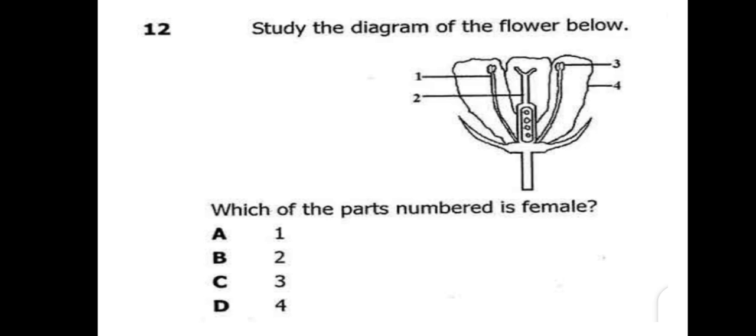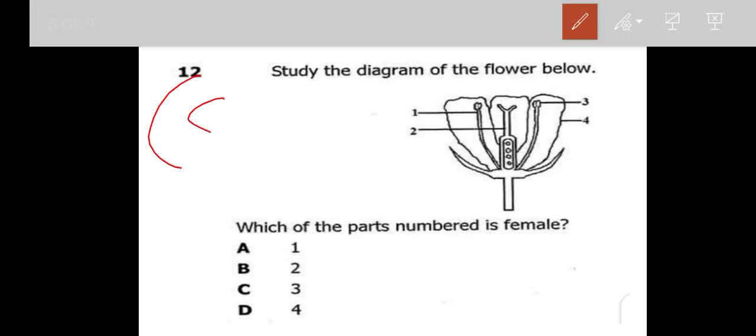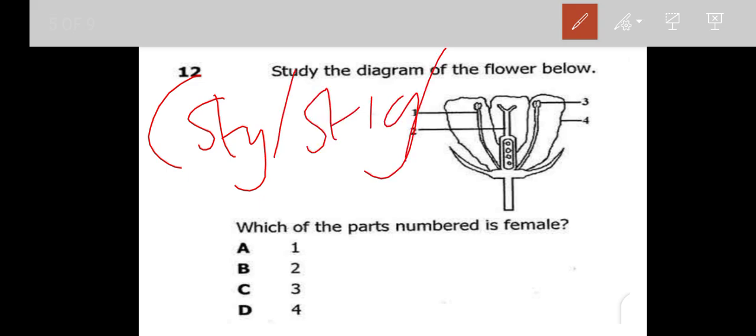So we said part 1 is the filament. Part 2 is the style. We've said that the pistil, which is the female part, has the style, the stigma, and the ovary. So is the style part of the parts that make up the female part? Yes, it is. So part 2 can be considered to be a female part. So on this one, the answer is B. All right, let's proceed.